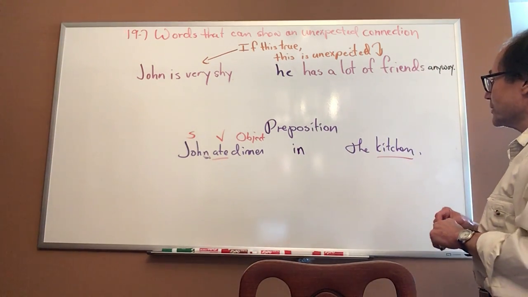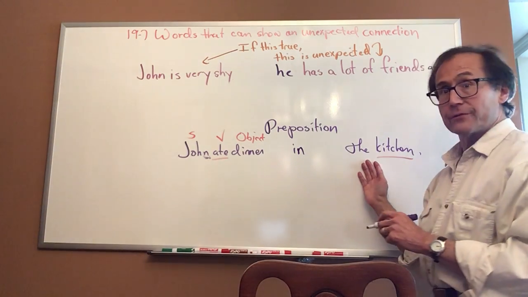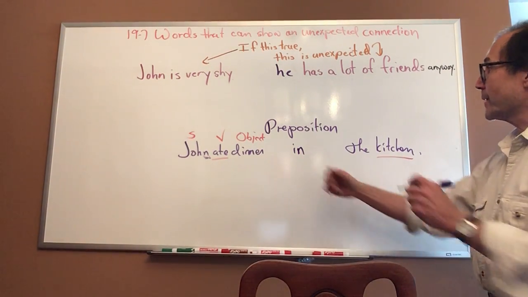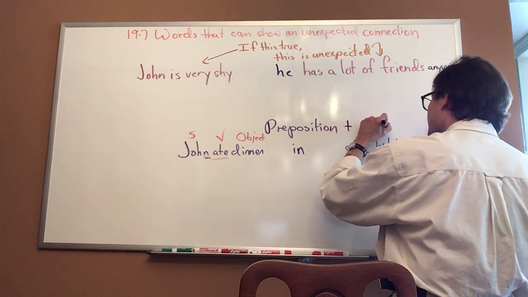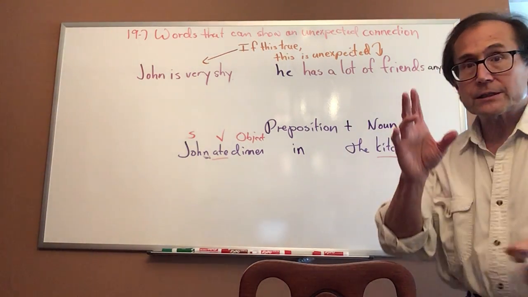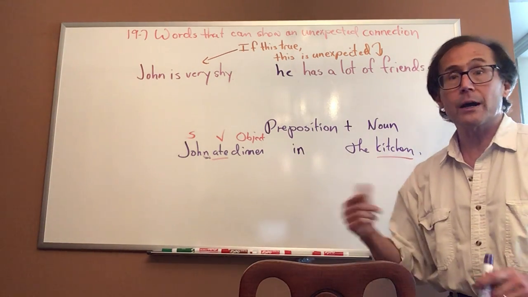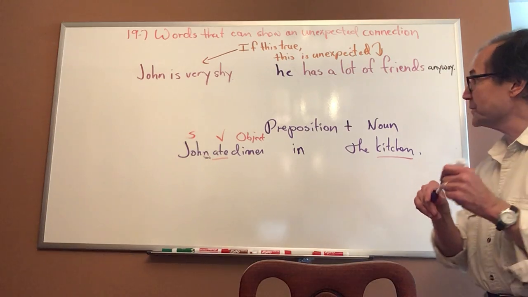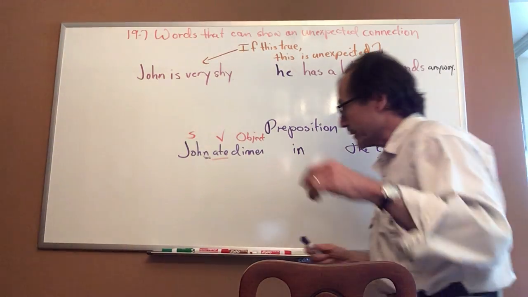John ate dinner in the kitchen. So whenever a noun is not the subject or object of a verb in English, I need a preposition. So here I could say preposition plus noun. One of the things that you want to remember is whenever I use a preposition like in, on, by, for, near, I will always have a noun or a pronoun like him or her after it.